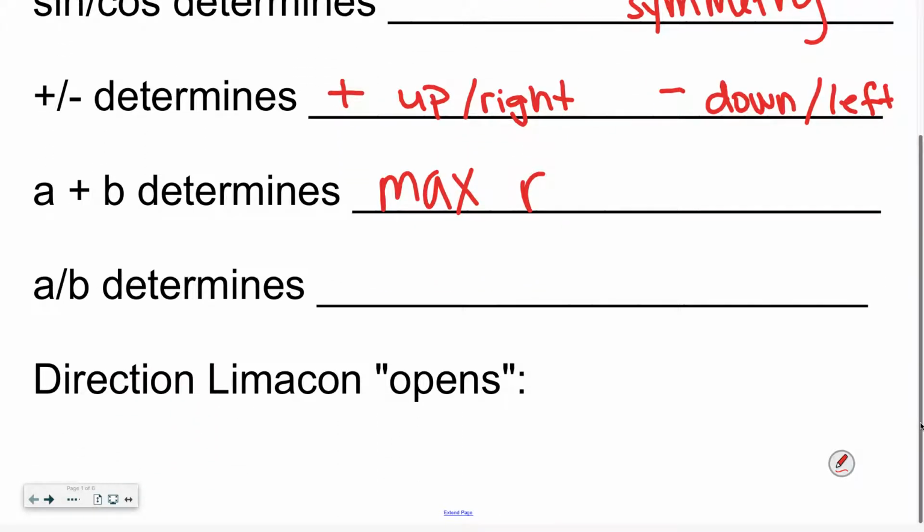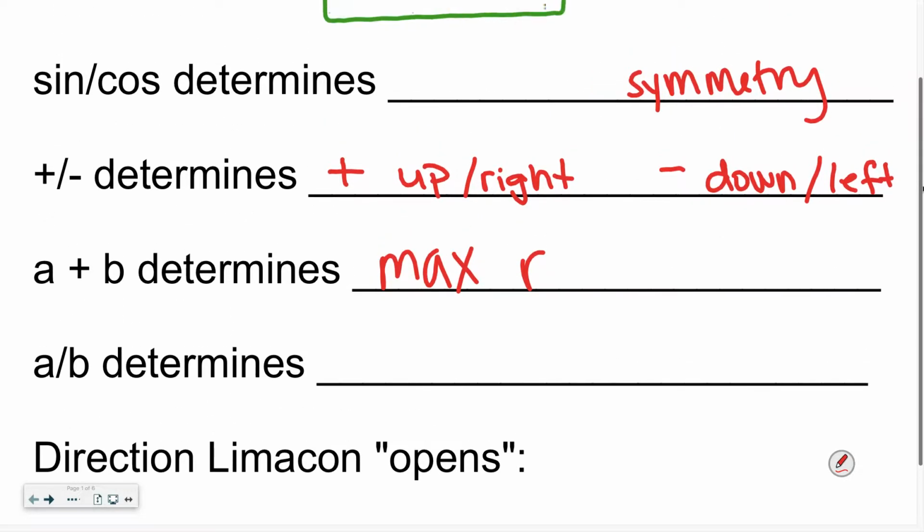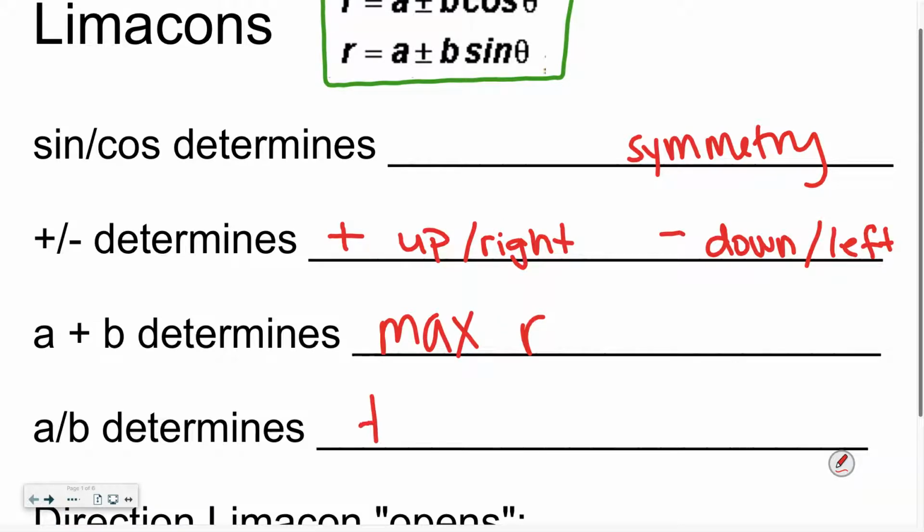a divided by b is something you may have looked up in that discovery activity. How many types of limaçons are there? There are 4. And a divided by b is going to determine the type of limaçon. We're going to go through each type and what they look like.